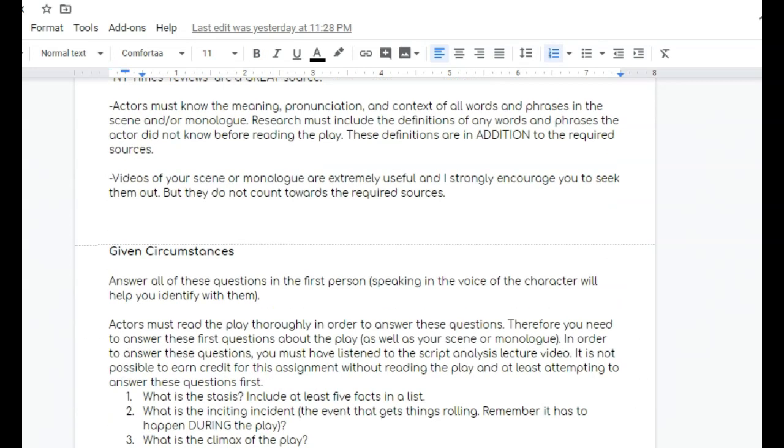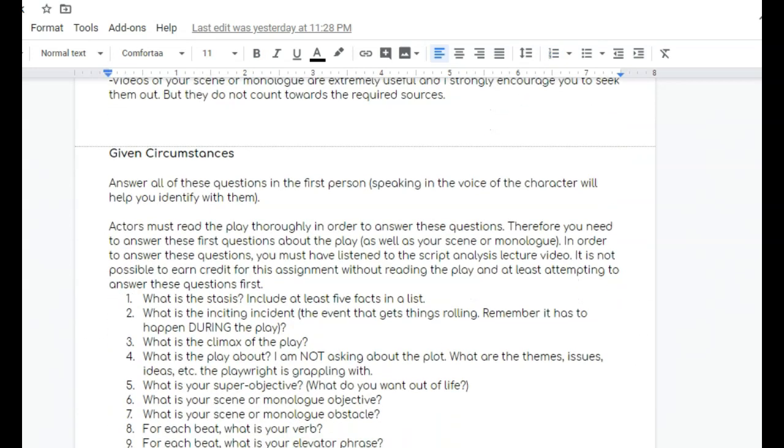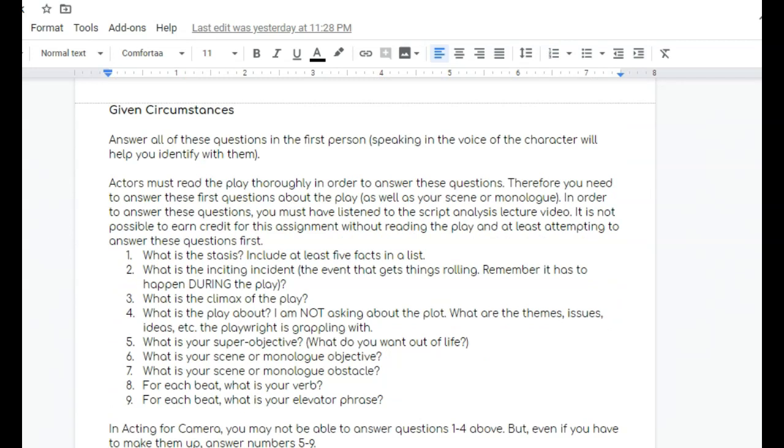So now on to the script analysis work. Looking for given circumstances. All of these, so answer all of these questions in the first person. That really helps start thinking of yourself as the character. Really helps you identify with that character. You've got to read the whole play before you turn this in. If you haven't read the whole play, then you can't do this work yet.